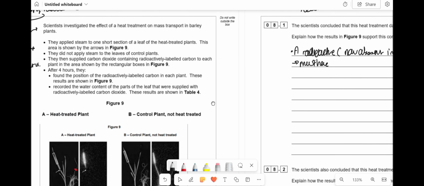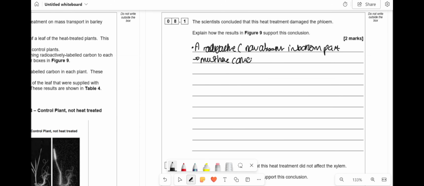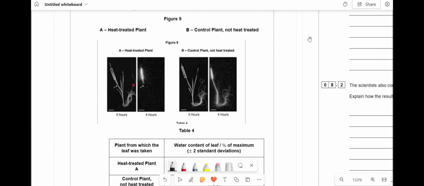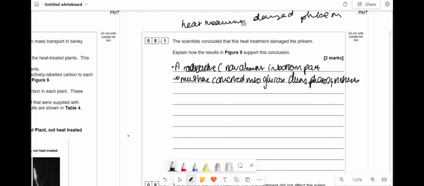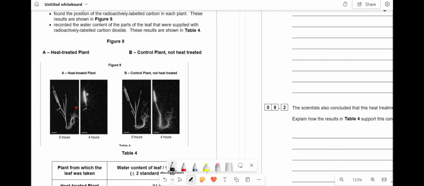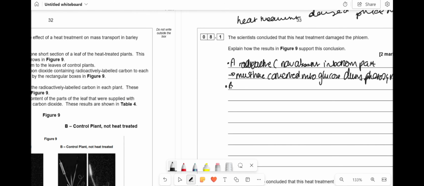Because what did they do? They provided carbon dioxide. So it must have been converted into glucose during photosynthesis, right? But that doesn't explain why it's disappeared, because surely it should still be there. But if we look, we can see that it's now really concentrated up here. So all of it that's made in photosynthesis, remember those are like the roots, must have all accumulated here and actually can't get out. So in B, if we look, it's nice and evenly spread out. So it must mean that this radioactive C was able to translocate throughout the plant. Whereas in A, it couldn't.